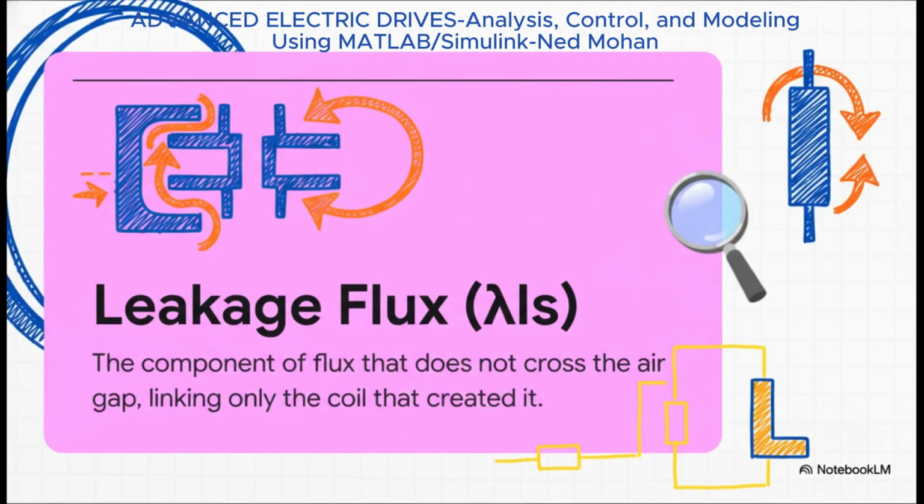Now, the other side of that coin is the leakage flux. This is the flux that, well, doesn't quite make it. It never crosses the air gap. Instead, it just takes a little shortcut, looping right back through the stator without ever interacting with the rotor. This leakage flux doesn't produce any useful torque. It's basically an inherent imperfection that we have to account for in our model.